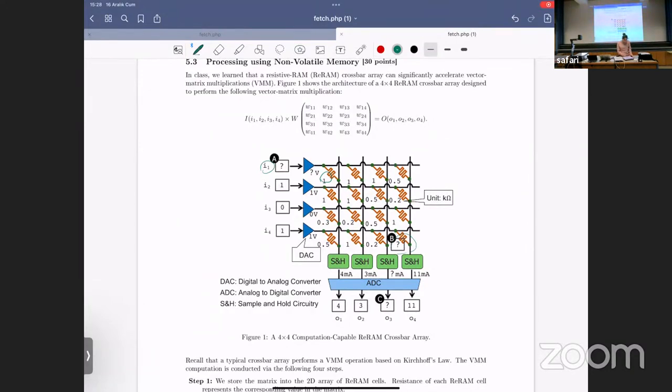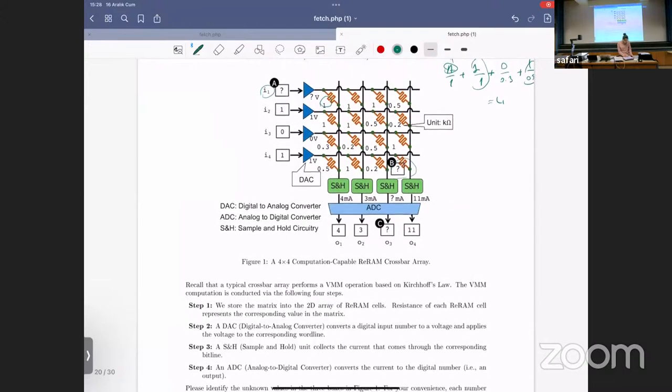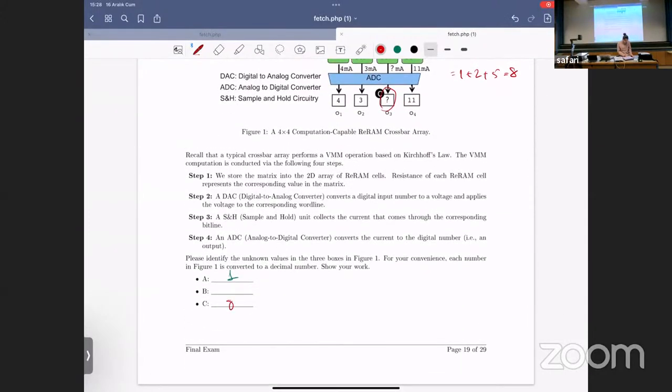And then if we divide, we know that A over 1 times 1 over 1 plus 0 over 0.3 plus 1 over 0.5 should be equal to 4. And now that we know this is 1 and this is 2, then A should be 1. So we solved for A. A is 1. And since now we know A, we can solve for C because we know all the inputs and all the values stored. C is equal to 1 over 1 plus 1 over 0.5 plus 0 over something plus 1 over 0.2, which is equal to 1 plus 2 plus 5, 8. And then we also solved for C, which is 8.